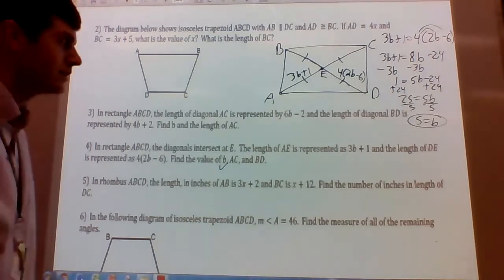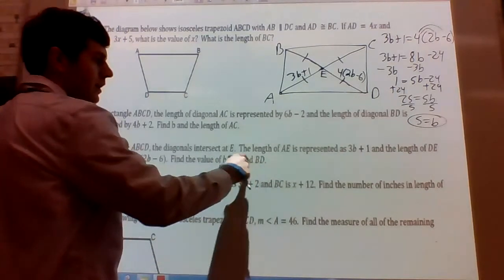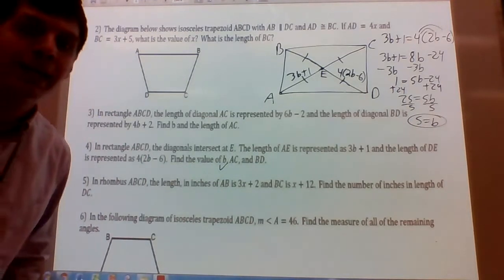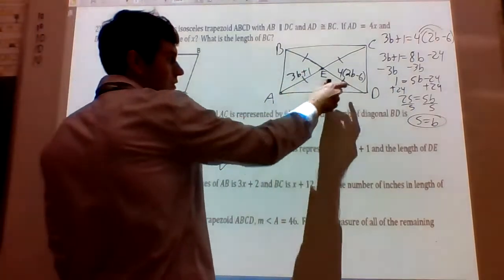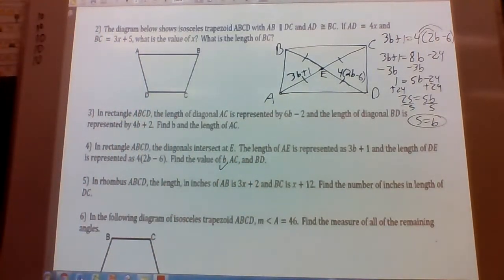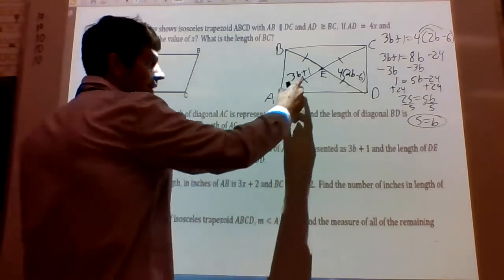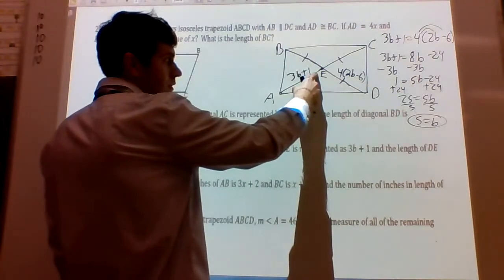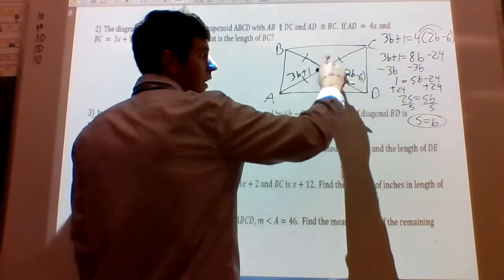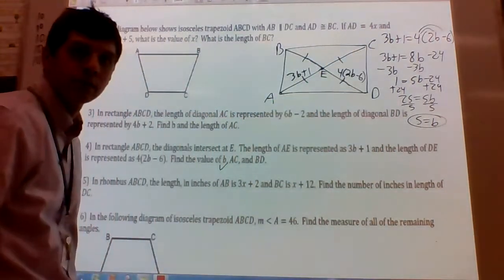Now we need to find AC and BD. So don't just substitute back into what we have. We have to solve for what they're asking for. So the first thing they're asking for after b is AC. So let's find AE first. Then we can figure out what this one is because these are the same. And then we can add them together to find AC.